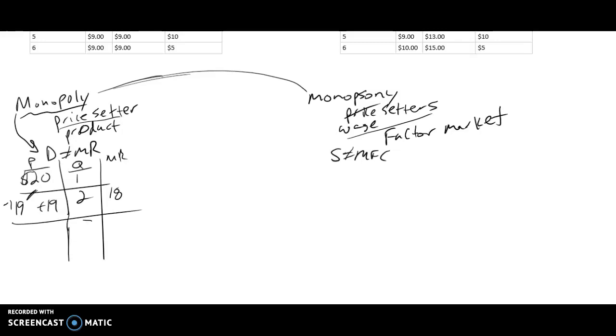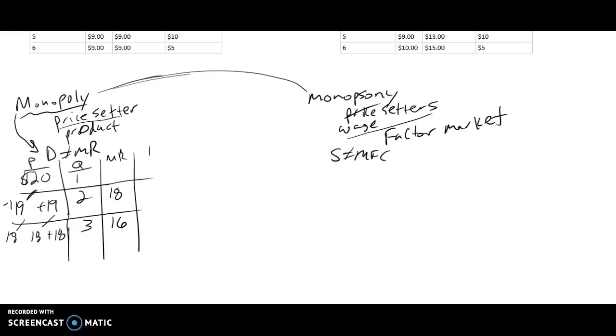And if we go to the third one, they want to sell one more, they have to lower the price of these two, each by 1. So 18 and 18, and then they get the extra 18 for the third one. So they're plus 18, but they're minus 2. So it's going to be 16.